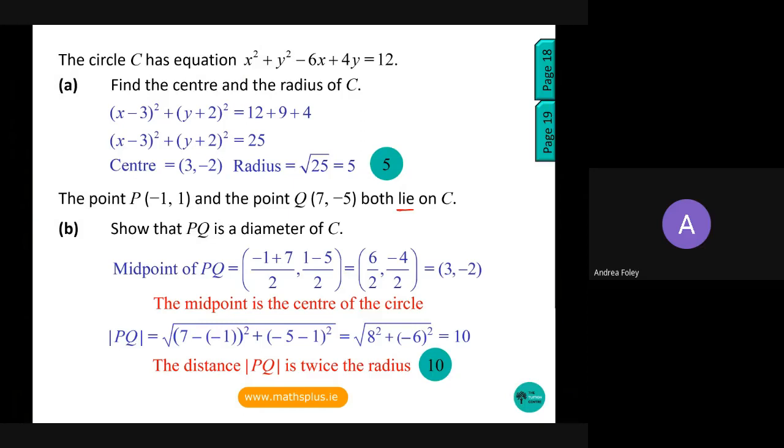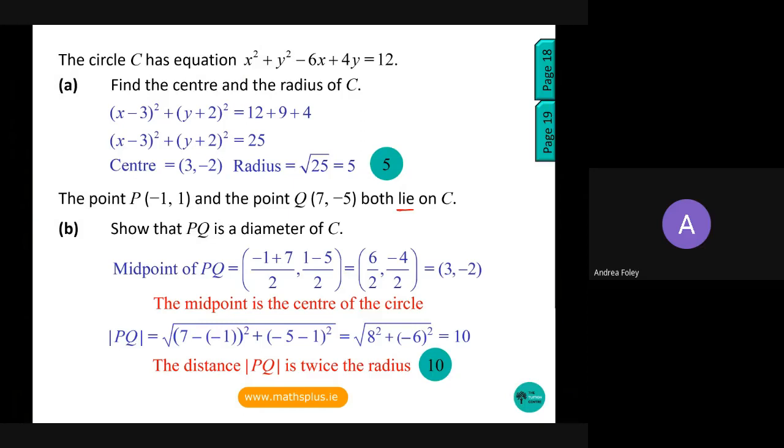So low partial credit here is work of merit. That could be finding the length of PQ, it could be finding the midpoint of PQ, or subbing into those formulas. It could be any of those things that would get you work of merit here for your 4 marks. And then for high partial credit for 8 marks, it's getting the correct answer, but no conclusion.